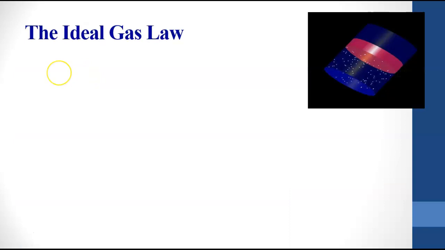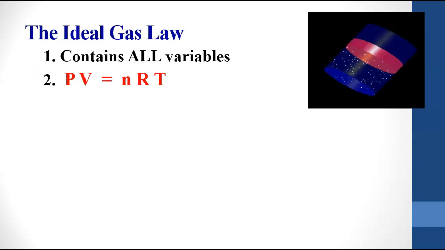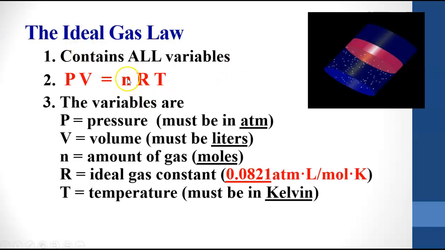Now this is where you're going to need to know stuff for our homework today. The ideal gas law contains all of the variables that we've been talking about so far this unit. The equation for the ideal gas law is PV equals nRT. Sometimes it's called PIV-NRT, okay? It's pressure times volume equals n, which is the amount of gas, times R, which we call the ideal gas constant, and then T is temperature in Kelvin.